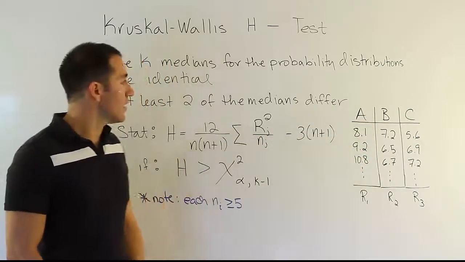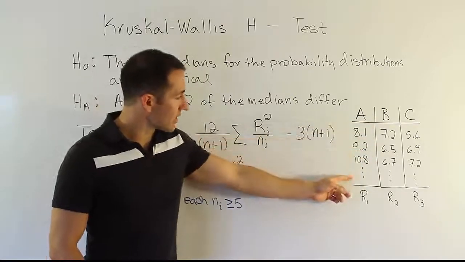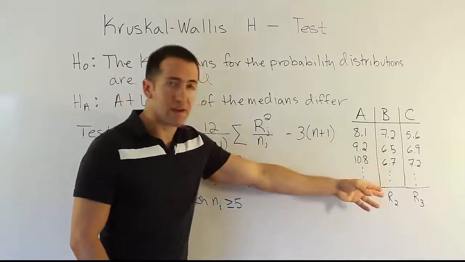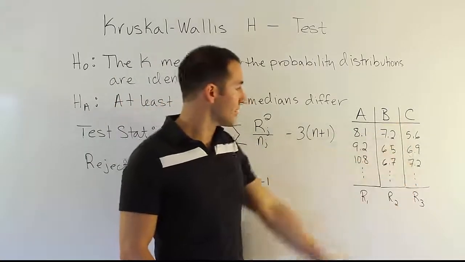So in other words, this list of things, I put A, but this has to have at least 5. It can't have less than 5. B would have to have at least 5. C would have to have at least 5.